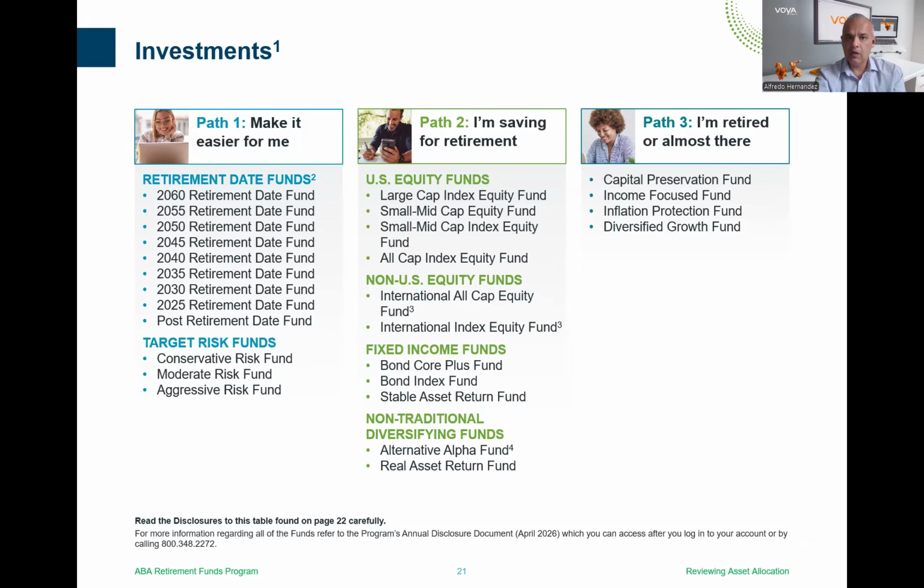Path two, here you see the importance of the investment lineup and the benefit to you participating in the retirement funds program. You have both index as well as actively managed funds to choose from. What Mercer does is go out into the marketplace and say, for example, looking at the actively managed fund, the small mid-cap equity fund, that is your actively managed fund. Mercer does all the due diligence, does all of the work, and selects individual fund managers to make up the small mid-cap equity fund.